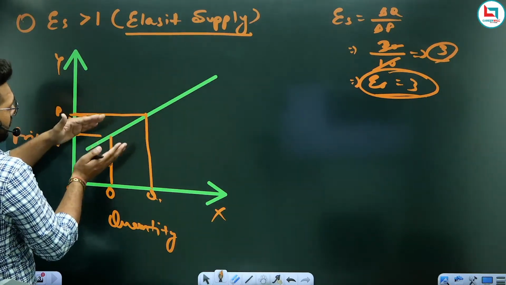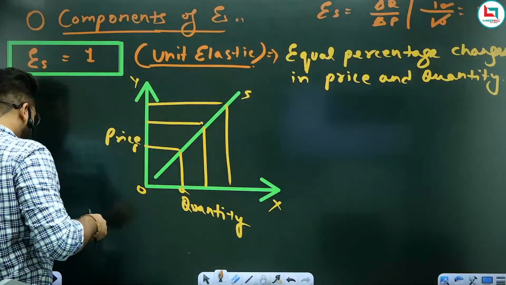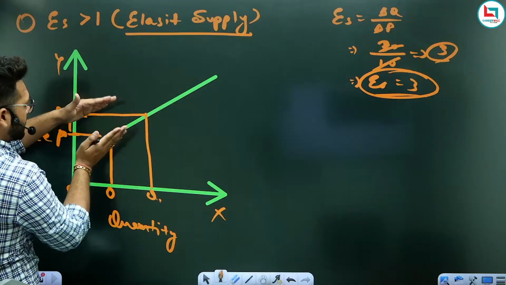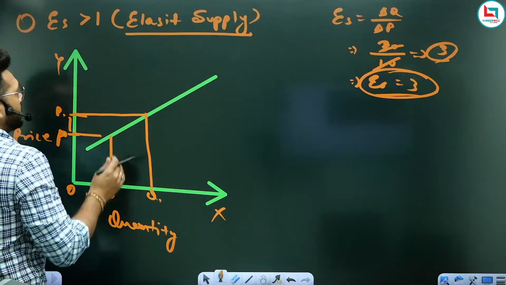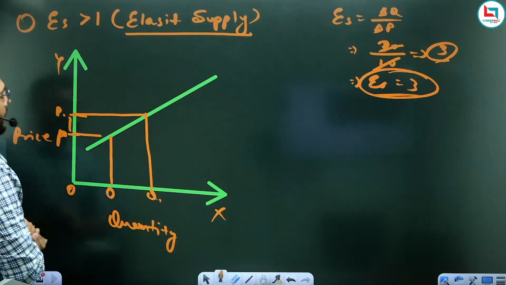That is why this is a little bit flat. The previous one is directly vertical, right? But this one is a little bit flat, flatter to the x-axis. So this is what is the elastic supply. Now next is known as what?